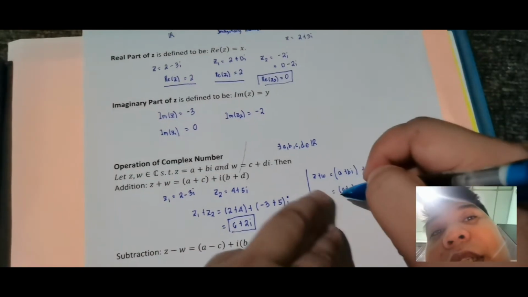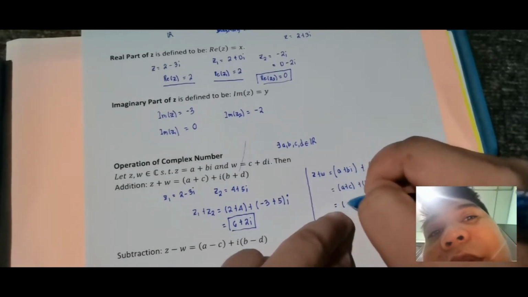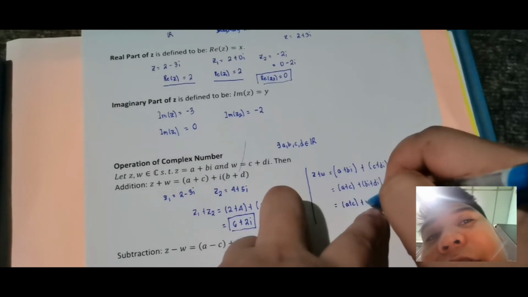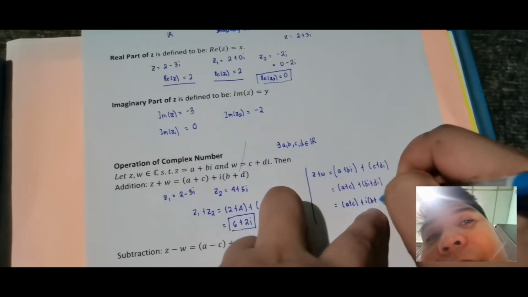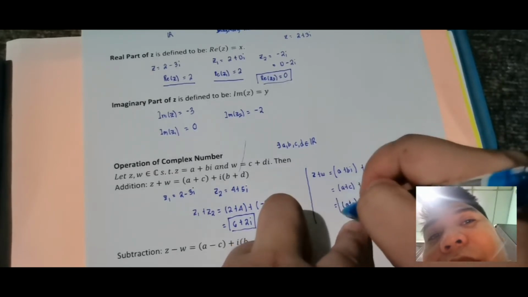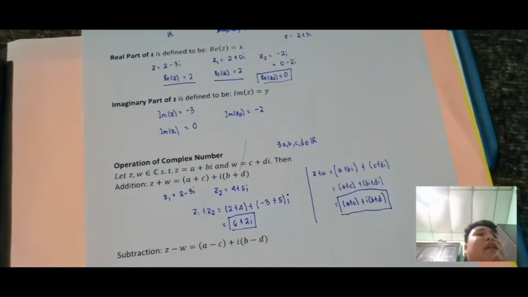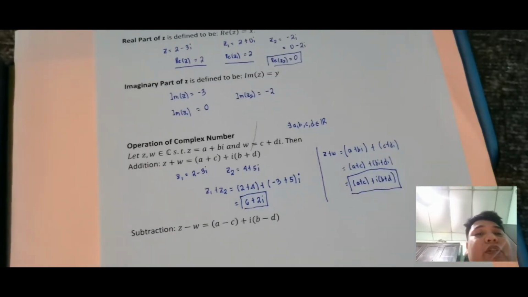So, next is, this is equal sa A plus C. Then, factor out natin si I. That is I times B plus D. Okay? So, therefore, nakuha natin yung formula. So, ang basic lang. Actually, parang dinerive ko lang siya. Okay? So, next proceed tayo sa next operation.